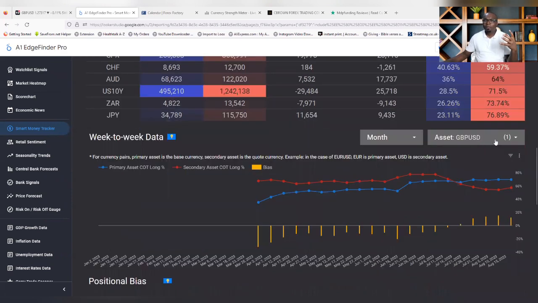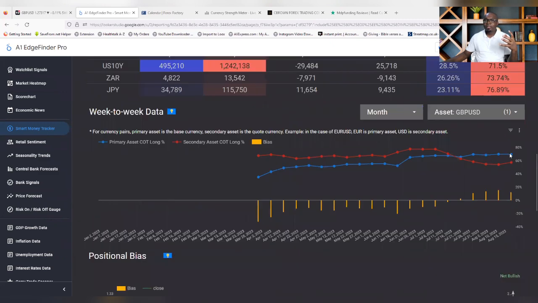Okay. Now, one look at the British pound pair. If you see right here, this is the primary asset. What is the primary asset? The primary asset is the base currency. Now, the quoted currency is the secondary asset. As you can see right here, 65, it's telling us that what we just saw is the same thing. The bias is 12%. What does it mean when you say the bias is 12%?